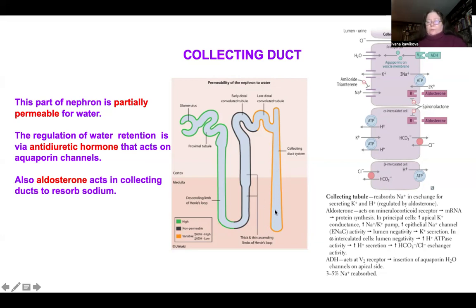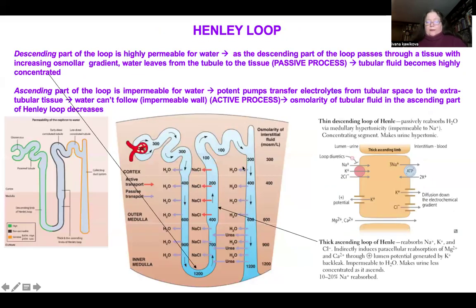Now, I would like to point out to you this fact that the collecting duct and Henle loop are running in parallel. And so the collecting duct is also going through the area of increasing osmolarity. And so when aquaporin channels open under the influence of antidiuretic hormone, water easily is drawn into the hyperosmolar environment.